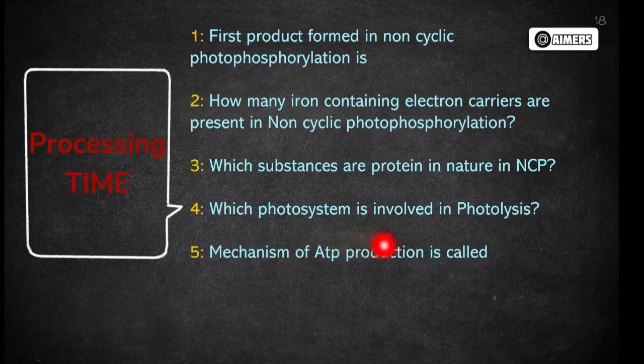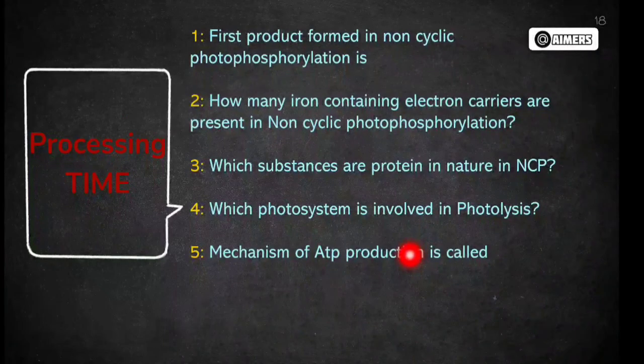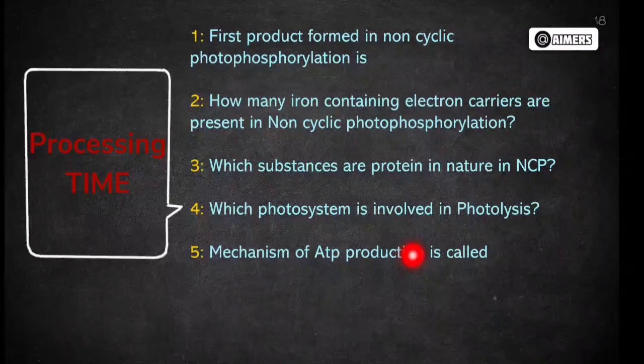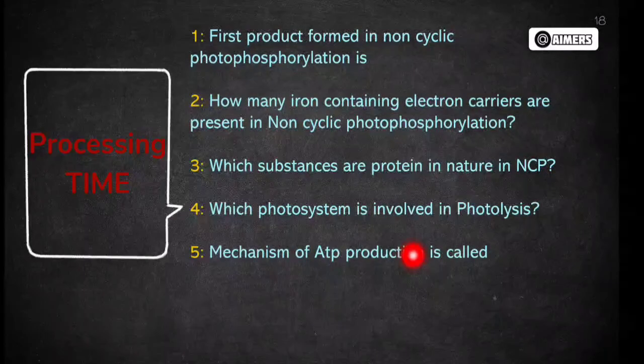Now what is the mechanism of ATP production called? So this is the most important point. Do remember that production of ATP during non-cyclic electron flow is called photophosphorylation, while the mechanism by which ATP is produced is called chemiosmosis. So this is the difference between phosphorylation and chemiosmosis. Chemiosmosis is the mechanism by which ATP is produced, while the production of ATP is called phosphorylation. So chemiosmosis will be discussed in later videos.